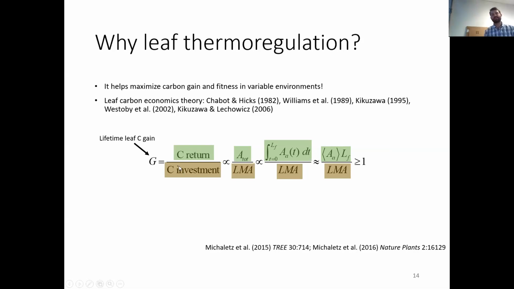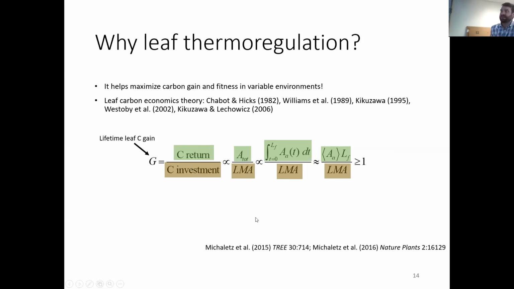Essentially the whole point of this is to say that the lifetime carbon gain of a leaf should be greater or equal to 1. What that basically means is that G, lifetime carbon gain, equals carbon return over carbon investment. The green terms here quantify carbon return, or carbon gain via photosynthesis, and the brown terms here are the carbon investment in the leaf. Basically, a leaf should return more carbon than it takes to build.